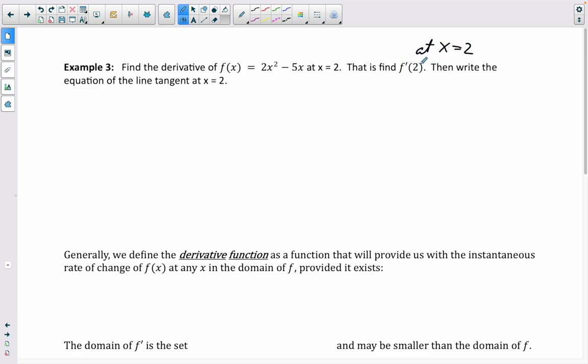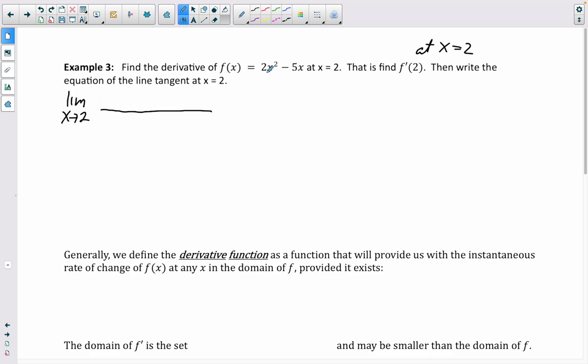We're going to find the slope of the tangent at x equals 2. Then write the equation of the tangent line at x equals 2. So our first thing, just like we did in the last video, is to set up our limit. We're going to find the limit as x approaches 2, and I'm going to use the f of x minus f of a form for this example.